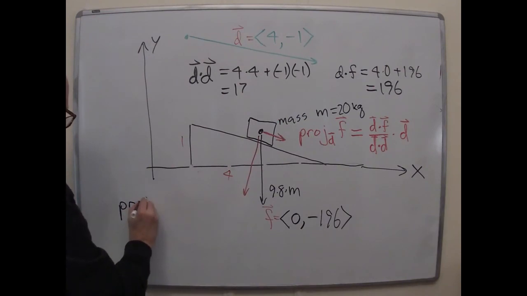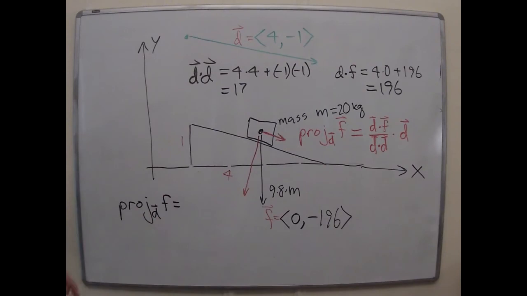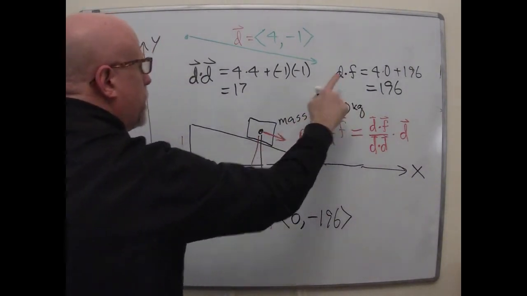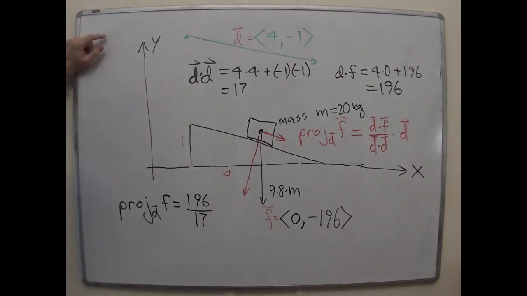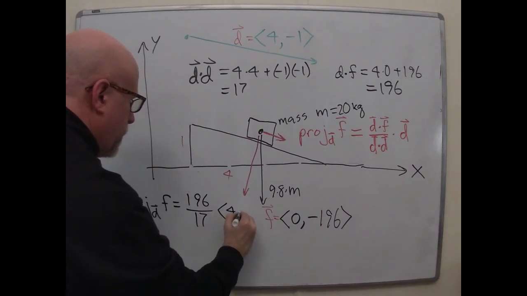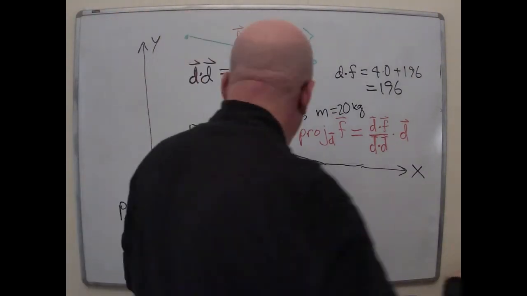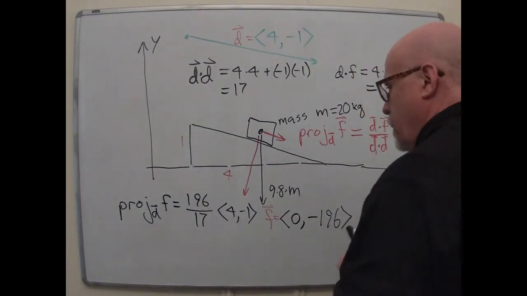The projection in the direction of d of F is equal to, let me write it down, 196, that's the dot product of the two of them, divided by 17, that's the dot product of d with d, and then times the vector d, which is (4, -1). Does that turn into anything nice at all? I can see there's a negative 196 over 17 in the y coordinate.